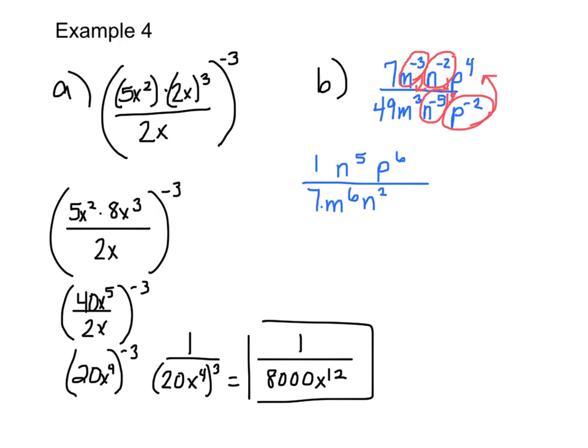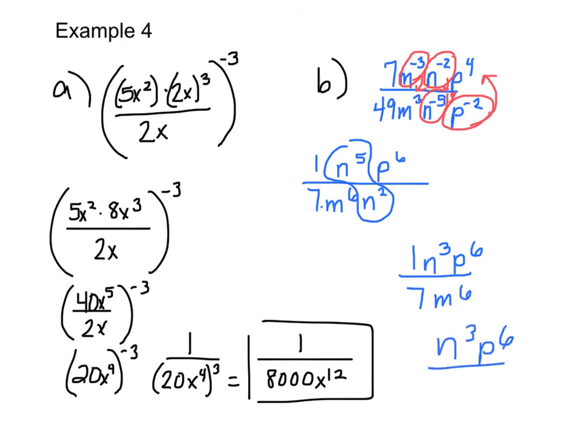Are you done? No. I can simplify my n's. Where are there more n's? There are 3 more n's on top. 5 minus 2 is 3. So my answer would be n to the third, p to the 6th, divided by 7m to the 6th. We don't even need that 1 there. And that would be my answer.